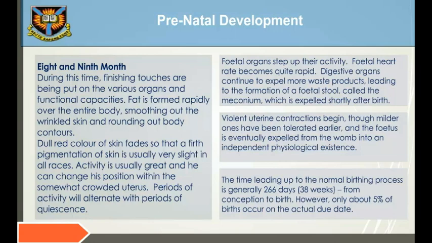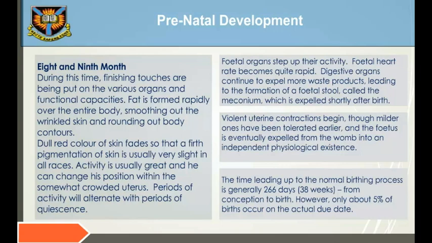Dull red color of skin fades so that a fair pigmentation of skin is usually very slight in all races. Activity is usually great and it can change its position within a somewhat crowded uterus. Periods of activity will alternate with periods of quiescence. Fetal organs step up their activity. Fetal heart rate becomes quite rapid.